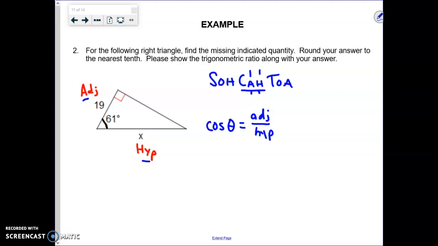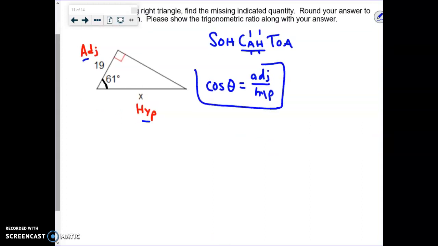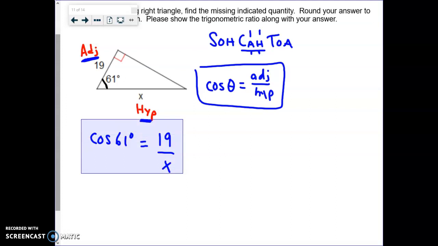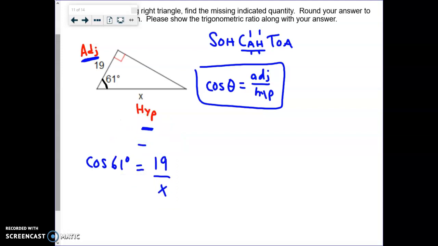Okay? So now, once you've got the trig ratio set up, all you got to do is plug in your values for your angle, your adjacent side, your hypotenuse. And so if we do that, I'll do that right down where this is what we're going to use. Okay? Cosine of our angle, which is 61 degrees, is equal to the adjacent side, which was 19, over the hypotenuse, which we don't know. So there is your trig function.